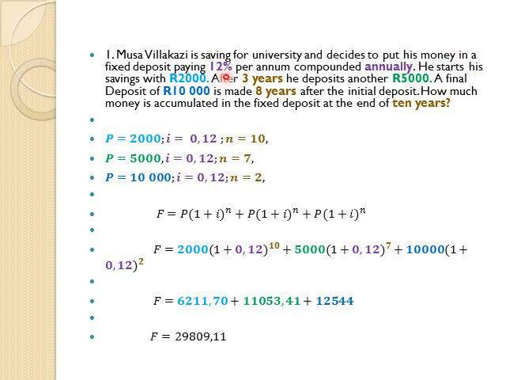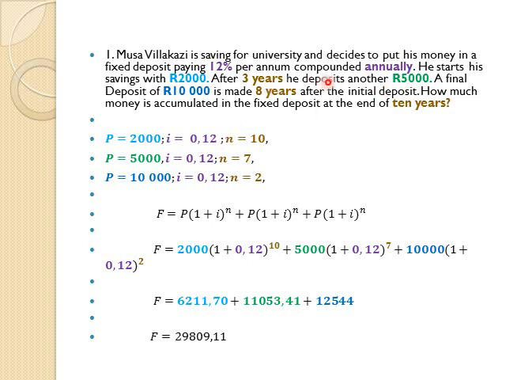So 3 years has passed. If I take 3 years away from 10 years, he's depositing 5,000 for 7 years, right? So 10 minus 3, 7 years. So an investment of 5,000 Rand, the interest is still 12%, and the time period is 7 years.